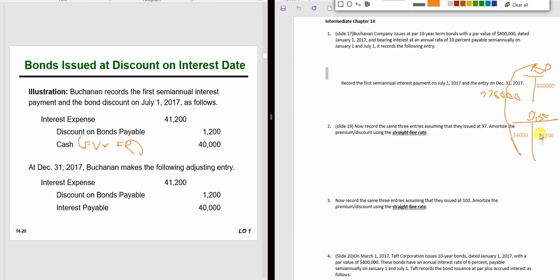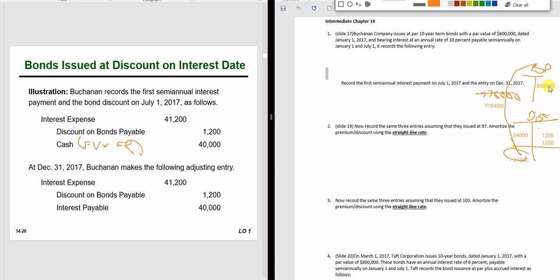And I'm also going to have $1,200 again. So now if I drew a little T account and got a balance, I would have 24,000 minus 2,400, so my discount is getting smaller. As my discount gets smaller, my carrying value goes up. So this discount is 24,000 minus 1,200.